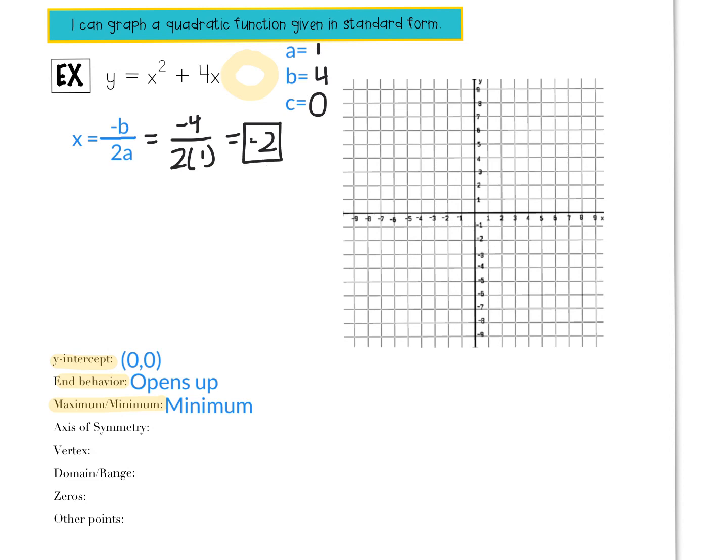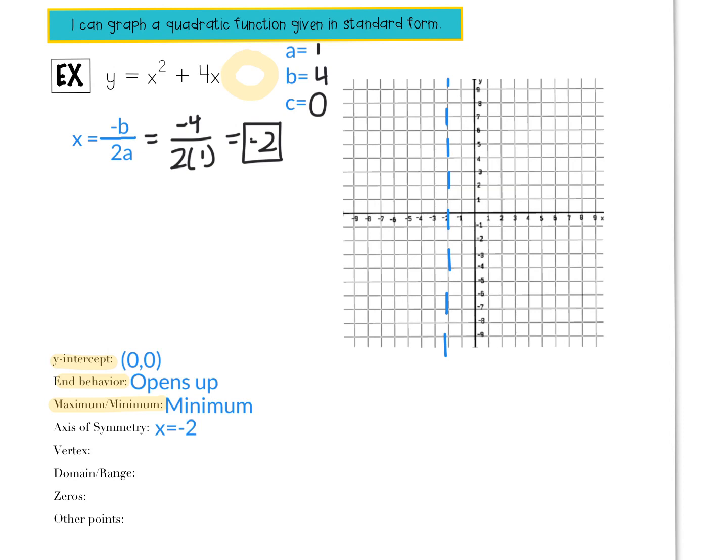So I'm going to go to my graph, and I'm just going to draw a dashed line to show that that is where the graph is going to fold in half. So it is shifted to the left 2. So x equals negative 2 for the axis of symmetry.